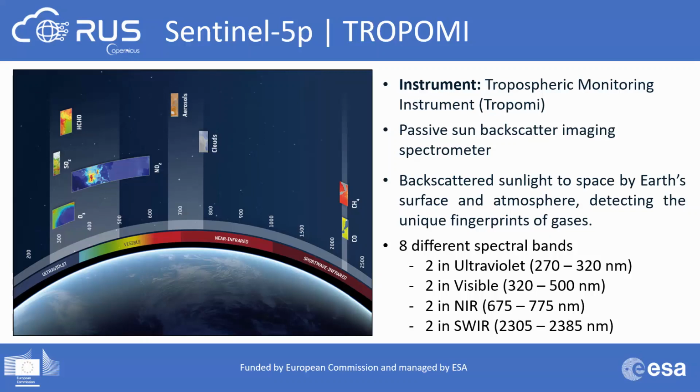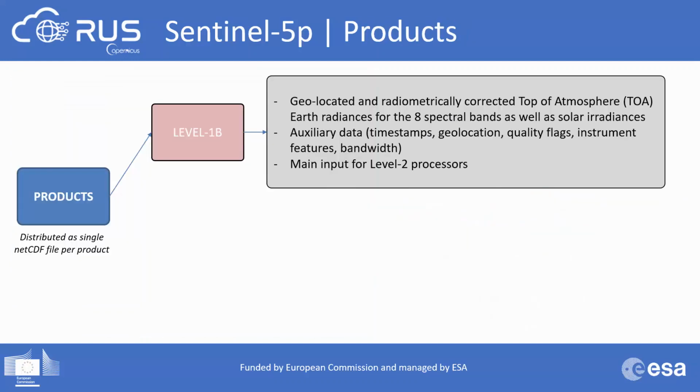So let's move to the different data products now that are produced by Sentinel-5P. Data products from the Sentinel-5P Tropomi instrument are distributed to users at two different levels. The first one, the one you can see on the slide, is known as level 1B, and it provides geolocated and radiometrically corrected top of the atmosphere irradiance in all spectral bands, as well as solar irradiance, and this is very important, the main input for the level 2 processor.